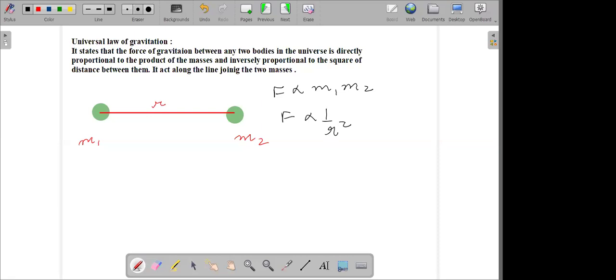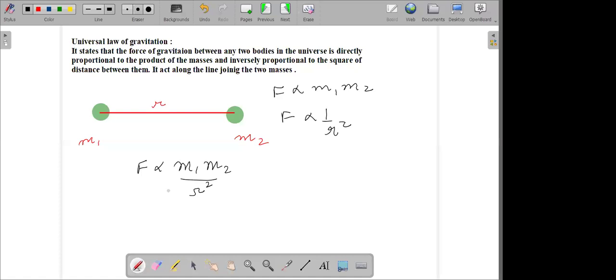Also, it acts along the line joining the two masses. So the line joining the centers of the two masses is this one. The force between them also acts along the same line. Got it? So by combining these two factors, I can write F proportional to M1, M2 divided by R squared. This is what the proportionality results in.